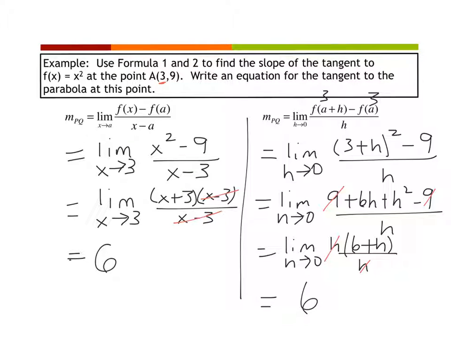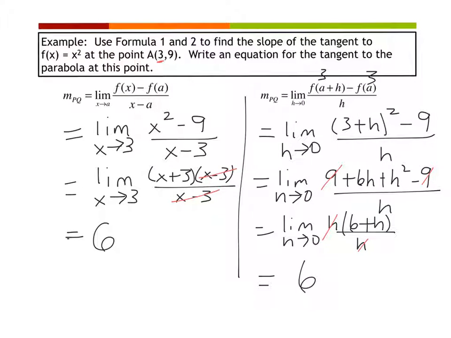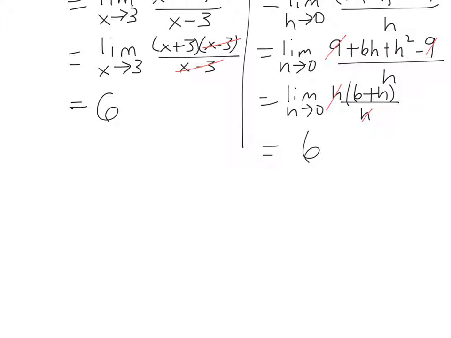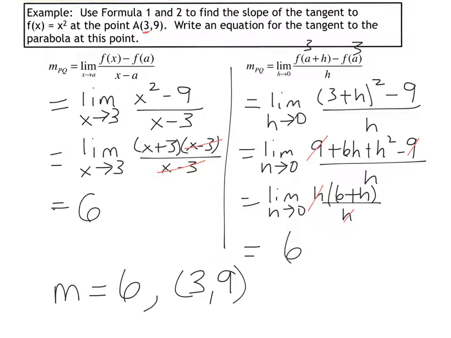Now, the actual question here was not find the slope. It was write an equation for the tangent to the parabola at this point. So we have our slope. We know the slope is 6. And we know our point is 3, 9. Okay, that's the point. That's what it says up there, right?